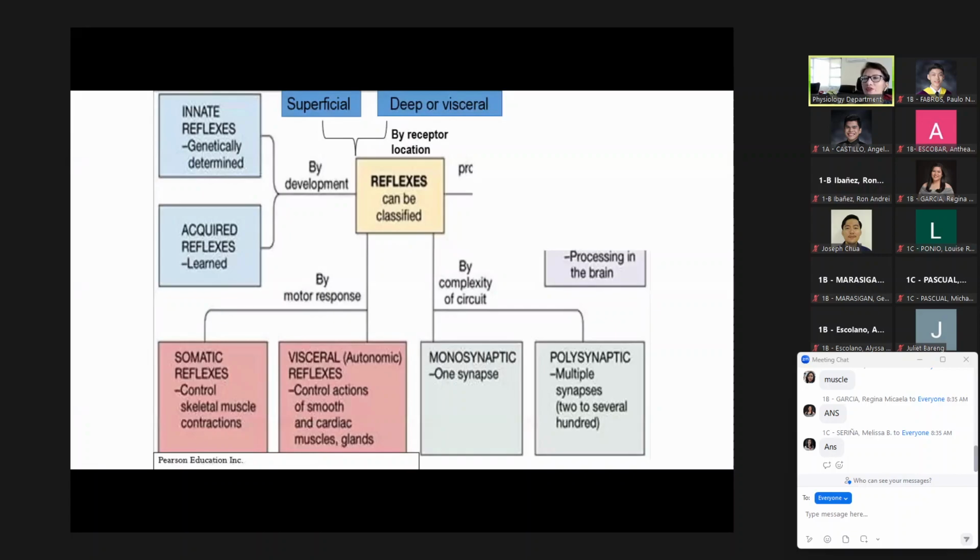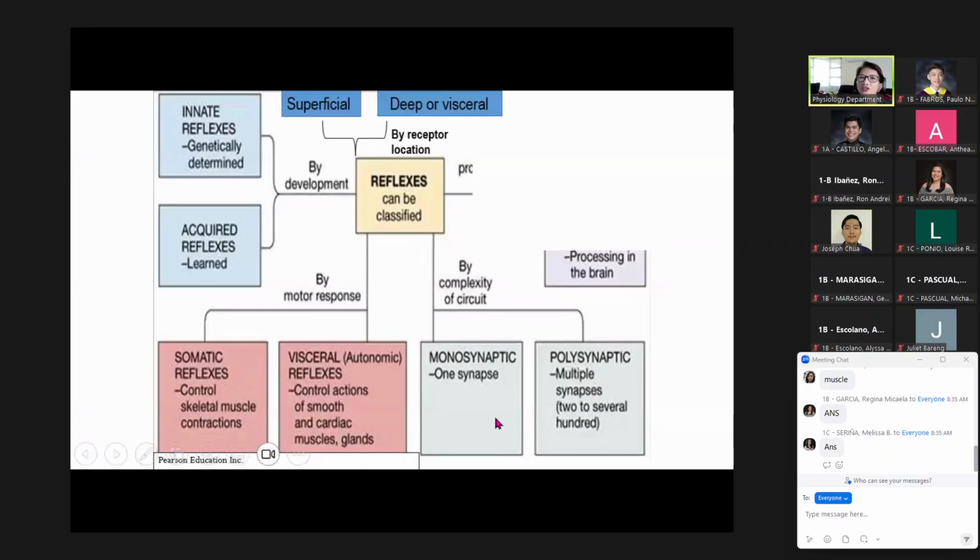So all those reflexes that you have learned under your cardiac, your pulmonary, and gastrointestinal, ang daming reflexes doon, di ba? Those are autonomic reflexes or visceral reflexes, because their effectors are smooth muscles and cardiac muscles. But if your skeletal muscles are the effectors, then those are somatic reflexes.